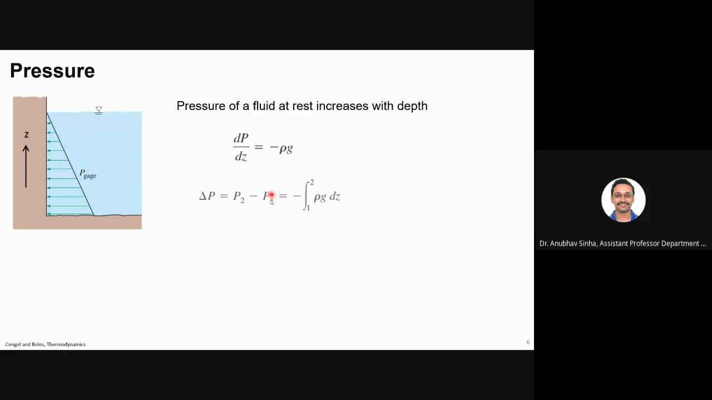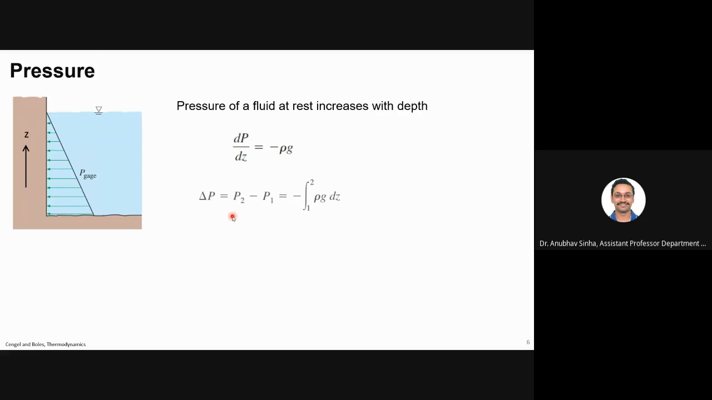Or we can say that if I want to integrate between 2 points, that will give me delta P. So if I have 2 points here and here, I can say delta P will be equal to the integration of minus rho g dz. You can take dz to the RHS and integrate. That will give you delta P between 2 points.